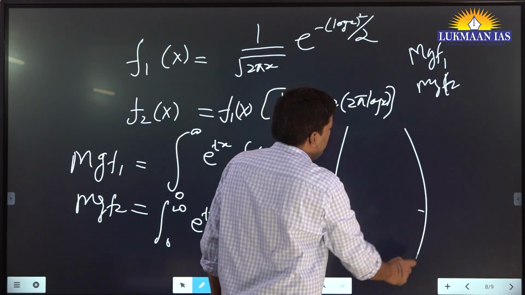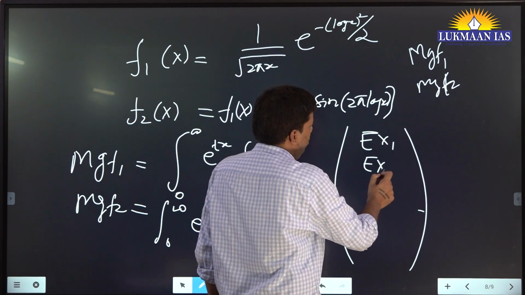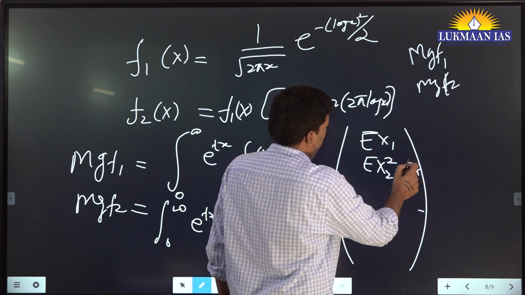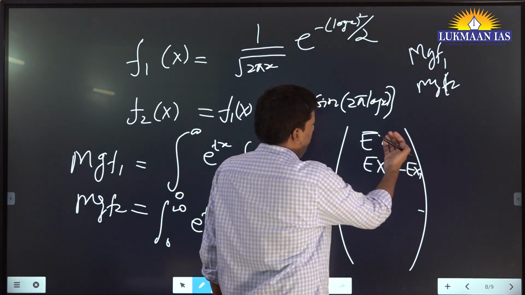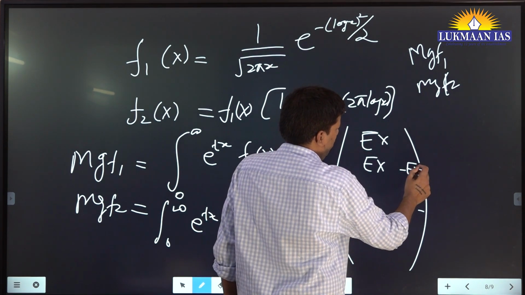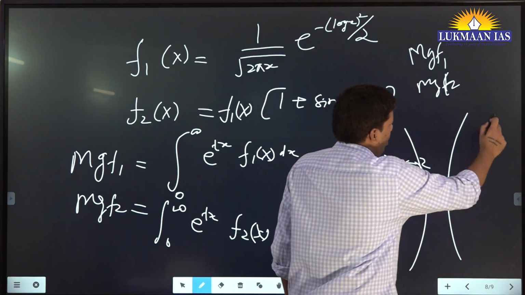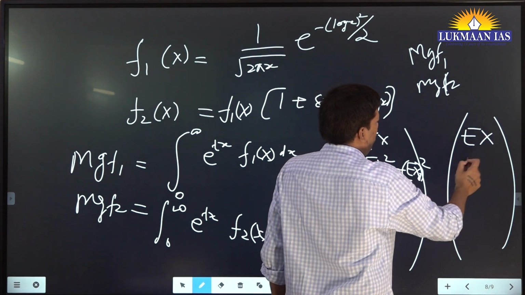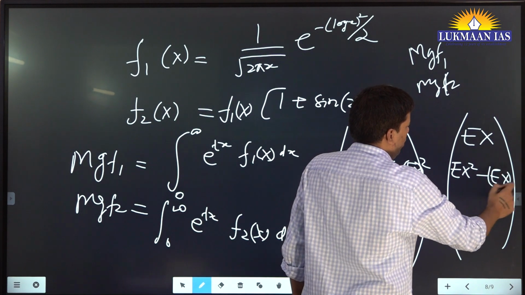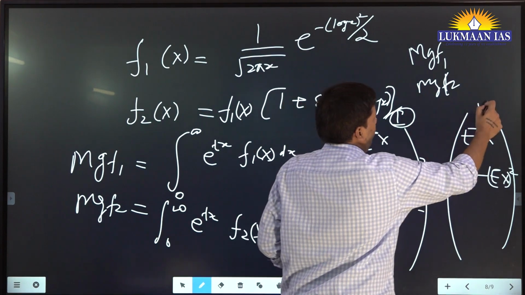Any problem? I am calling it EX1, EX2 squared minus, this is EX1. Okay, we will just keep it. We will not put subscript. Right. Okay. Similarly, for this one, I will get EX squared and EX whole squared. Just to differentiate between these two, I will call it first one, this is second one. Okay.